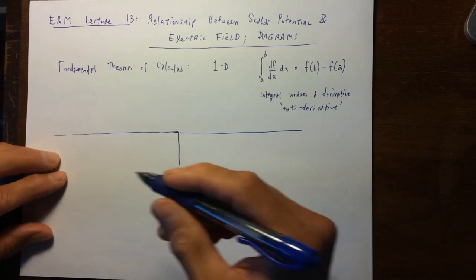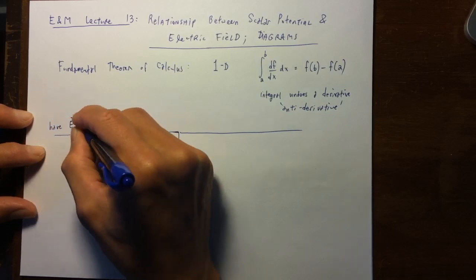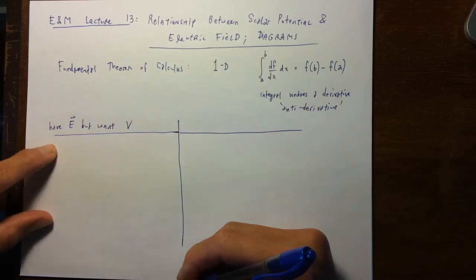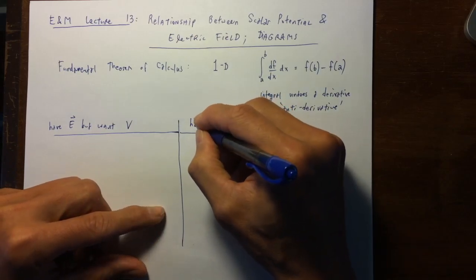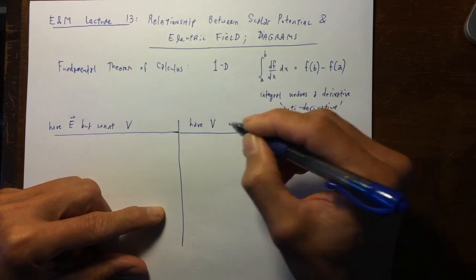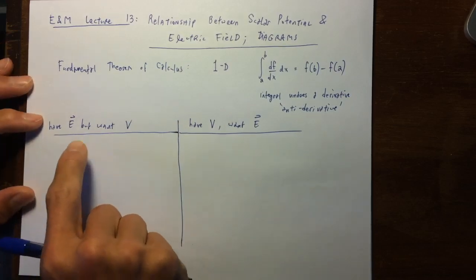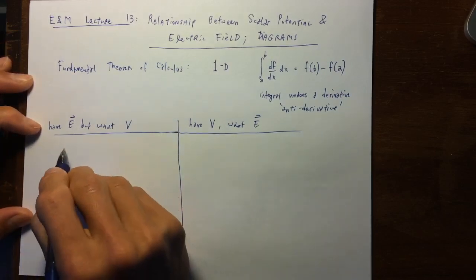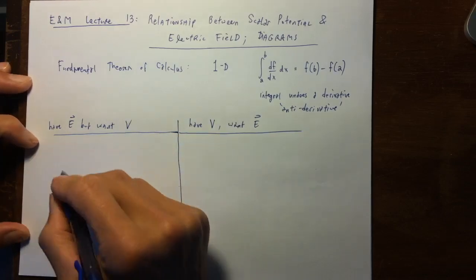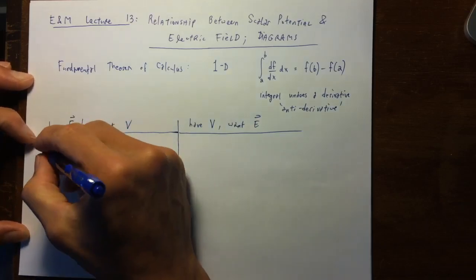Anyways, let me put it in two ways. You have E, but you want V, so that's one situation. And the other is you have V, but you want E. Yeah, so this one over here, we already did this. This is how we learned how to define potential. In particular, if you have E, what you can always calculate is the potential difference.